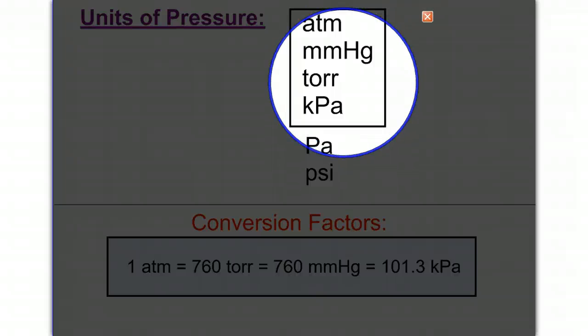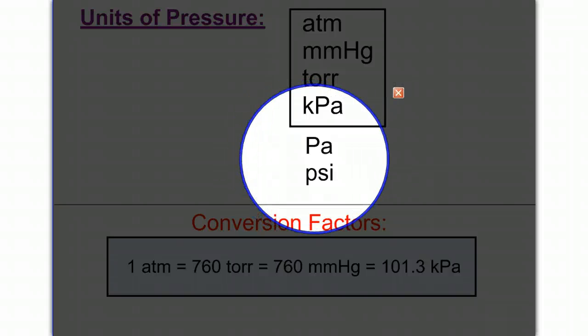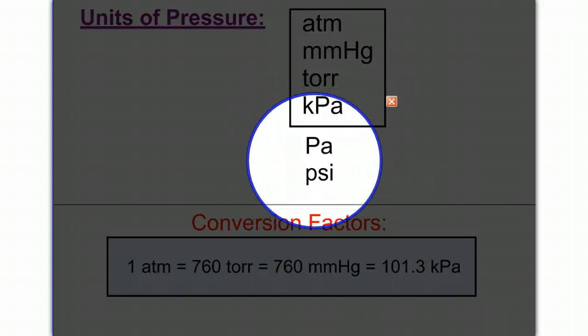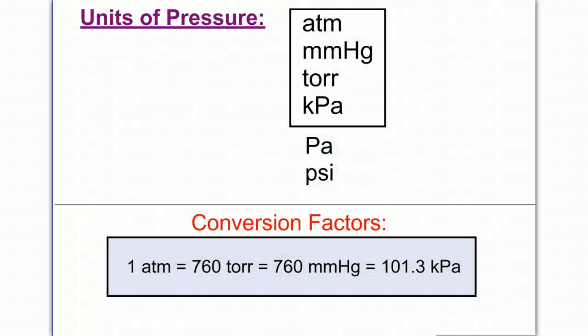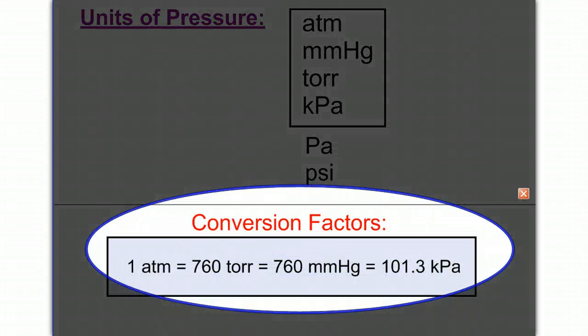There are other units of pressure, such as pascals and pounds per square inch, and you'll be asked to convert between the units. So the conversion factors that you'll need to know, and you're given these on the back of your periodic table, are going to be 1 atmosphere is equal to 760 torr, which is also equal to 760 millimeters of mercury, which equals 101.3 kilopascals.